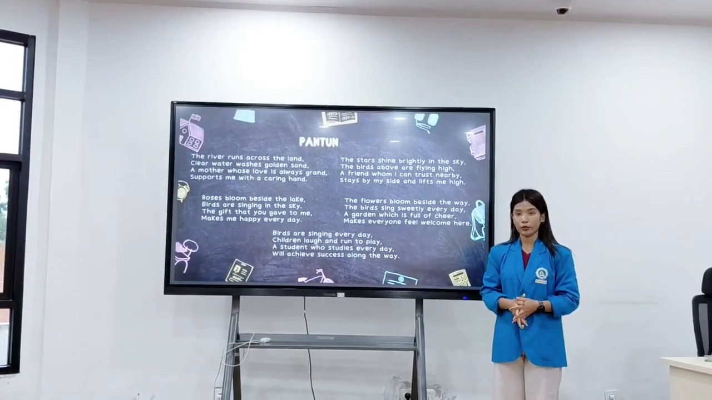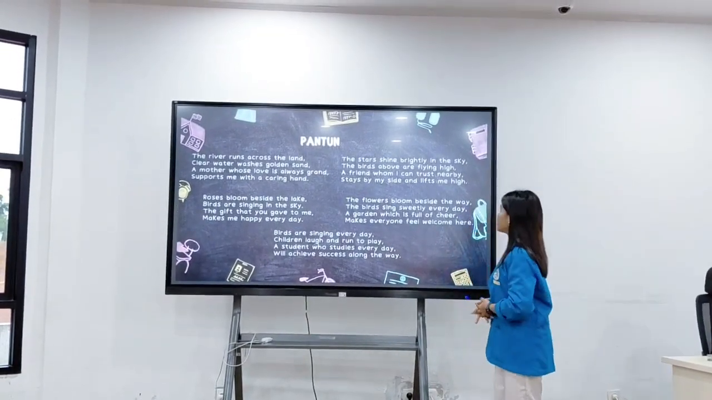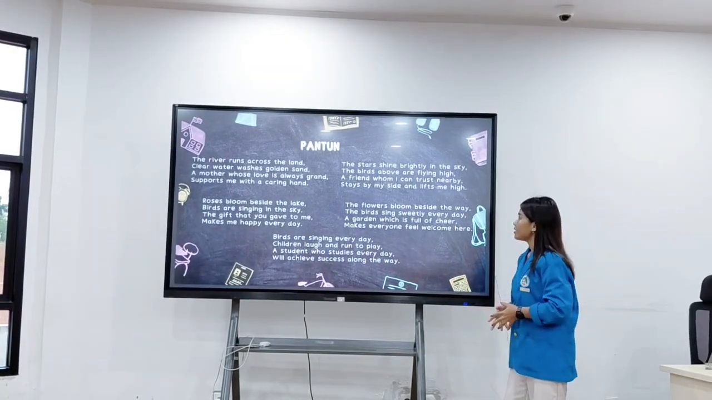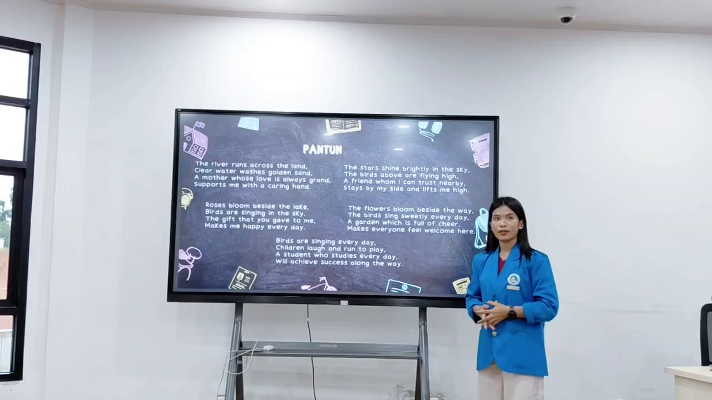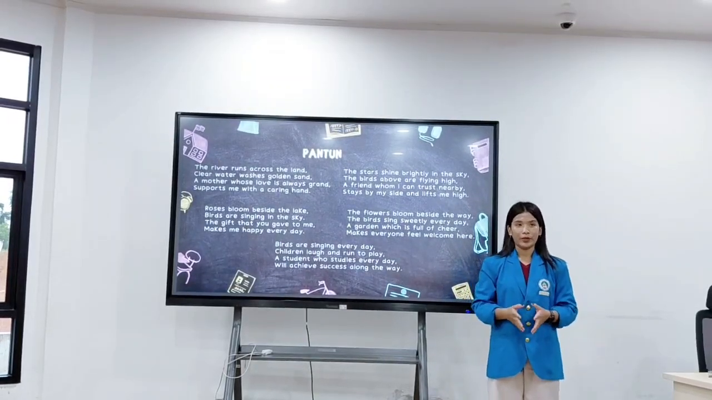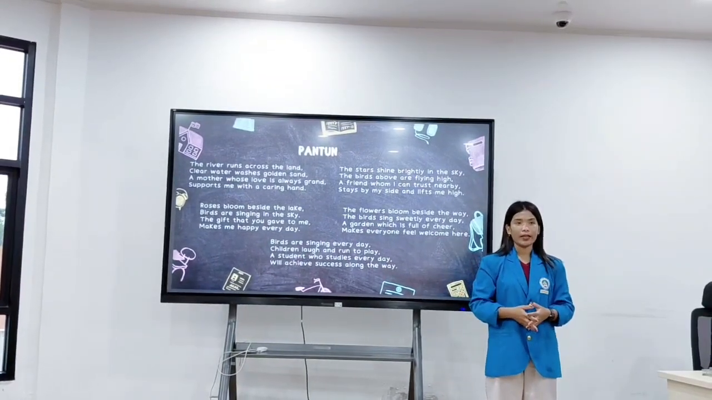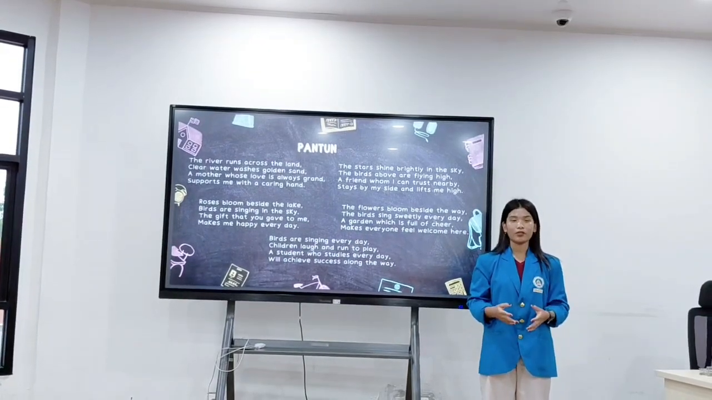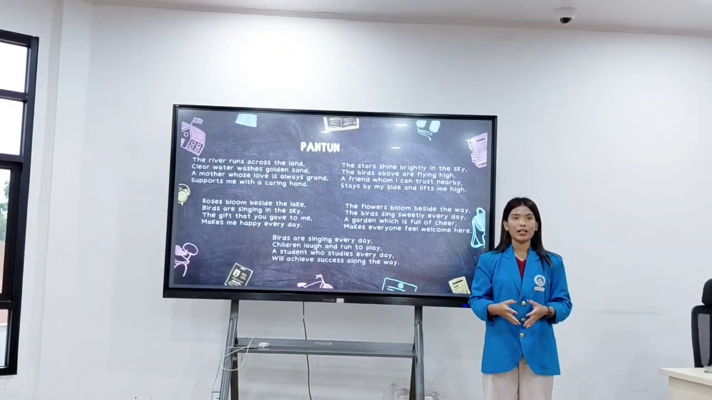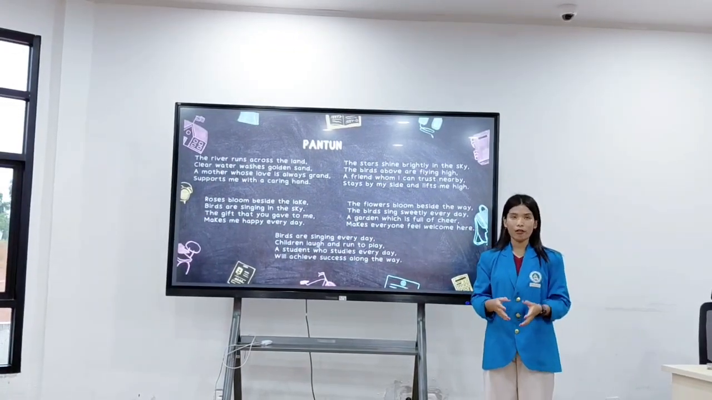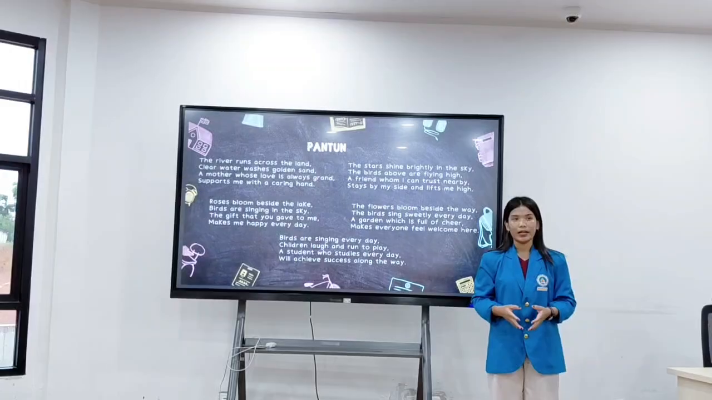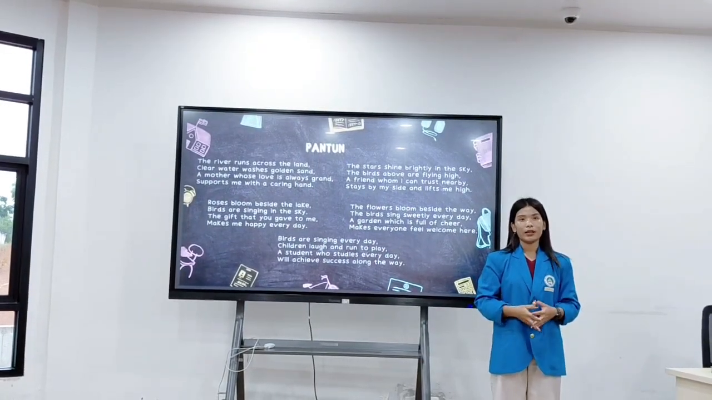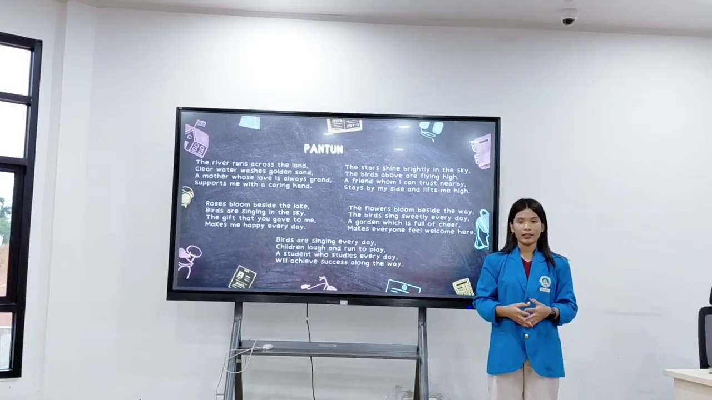Next is another pantun. The stars shine brightly in the sky. The birds above are flying high. A friend whom I can trust will never leave; stay by my side and not leave behind. Explanation: in this pantun, we use whom because it refers to a person and functions as an object. In the clause whom I can trust, whom receives the action of the verb trust. Therefore, it is an object relative clause.